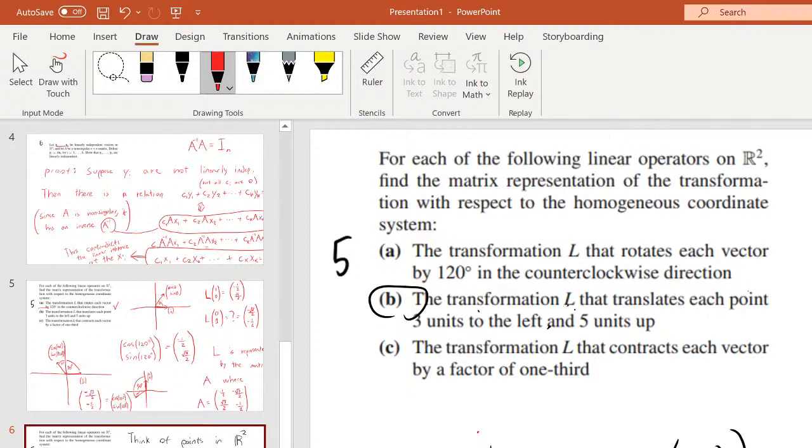I think this problem is somewhat badly written because it's claiming that L is a linear operator on R2, but it's not actually a linear operator on R2. It's only a linear operator with respect to this particular homogeneous coordinate system. And so I don't like it, and I would not assign something like Part B here on the exam, so you don't actually have to worry about it.